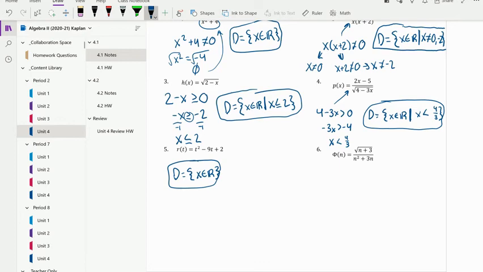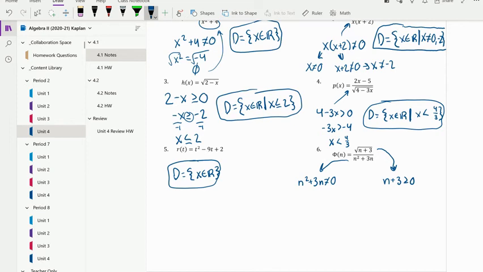Well, this next one has both. What we know is the denominator can't equal 0, so n squared plus 3n cannot equal 0. And in the numerator, the n plus 3 under the radical, well, under a radical it's got to be positive. So n plus 3 has to be greater than or equal to 0. So this kind of shows you both scenarios here.